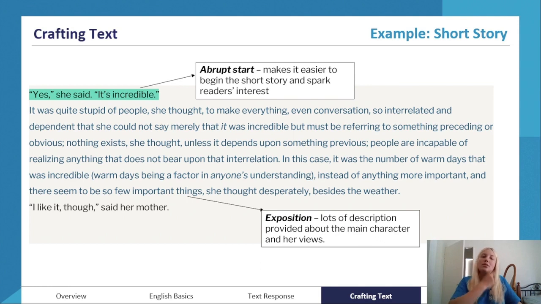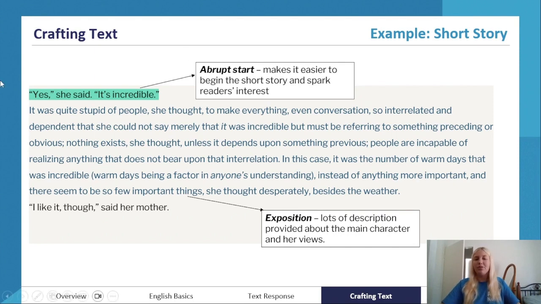So we see that it starts with a bit of a hook. "Yes," she said, "it's incredible." It's an abrupt start rather than just having an exposition there. The exposition follows next, and it makes it easier to spark the reader's interest.